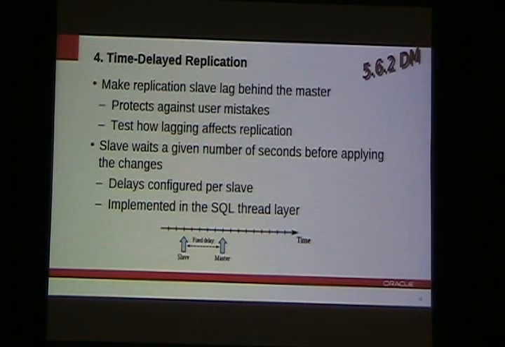Time delayed replication is to make sure that the slave lags behind the master. So the slave will be behind in time.